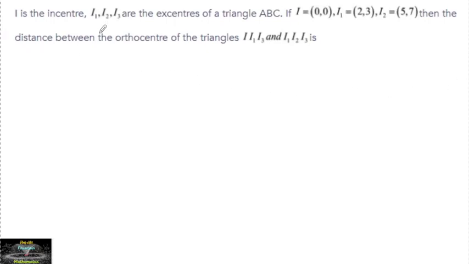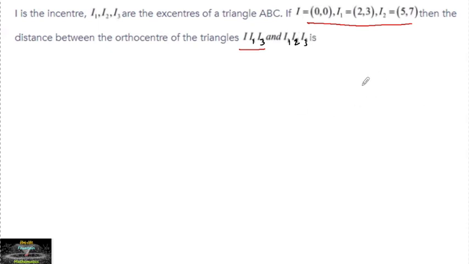I is the incenter, and I1, I2, I3 are the excenters of triangle ABC. If I is (0, 0), I1 is (2, 3), and I2 is (5, 7), then find the distance between the orthocenters of triangle I1 I2 I3 and triangle I1 I2 I3. So this is I1, I3 and this is I1, I2 and I3.